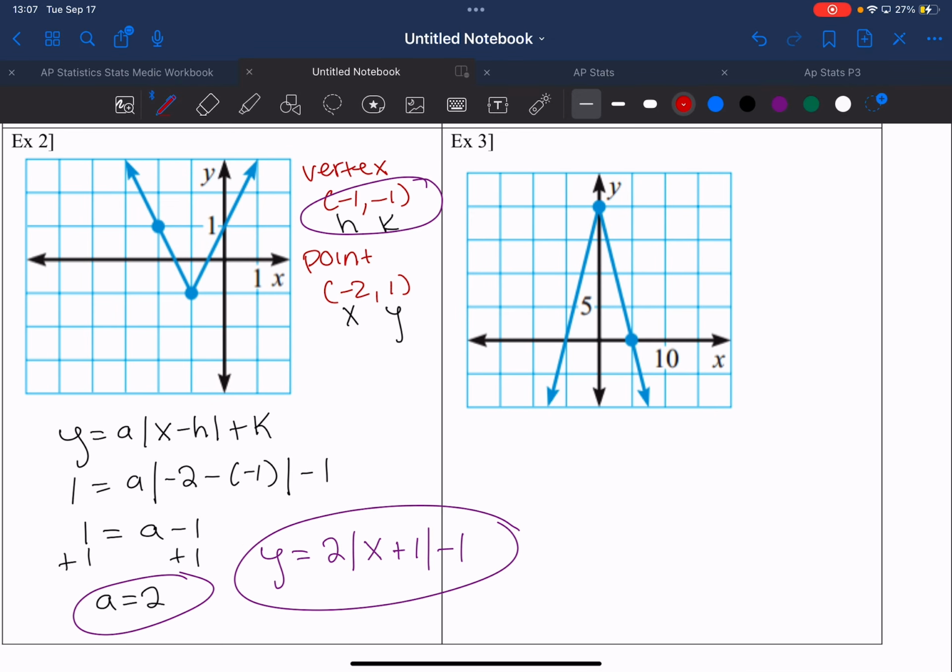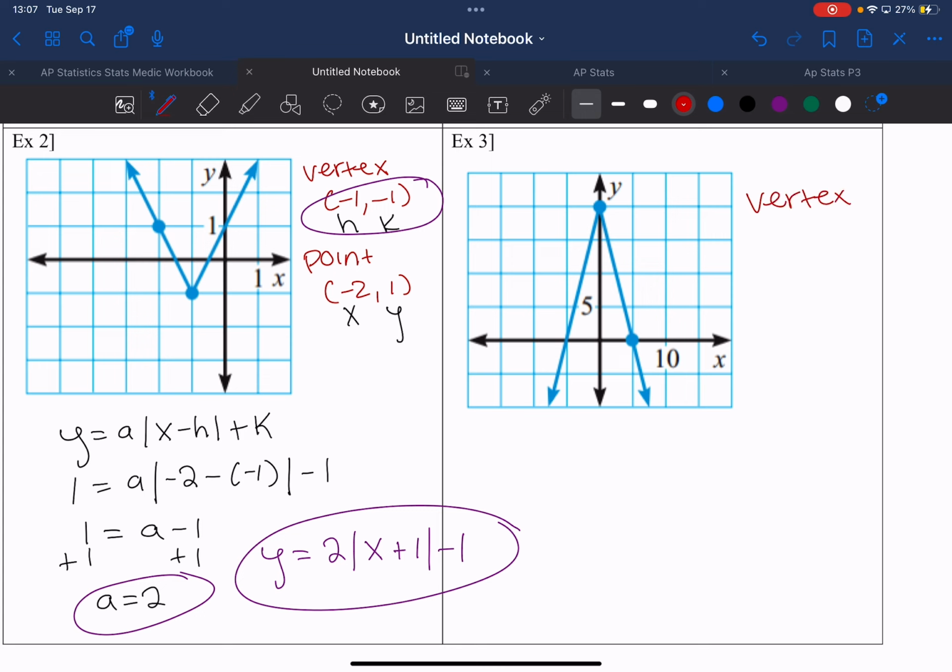Last problem here, my first step is to find the vertex. And before I even label that vertex, look at our y-axis and look at our x-axis. Notice instead of going by ones like the previous problems, it's now going by 5. So this is 5, 10, 15, 20, and -5, -10, -15. So that means our vertex is going to be (0, 20), and our point is going to be (5, 0).